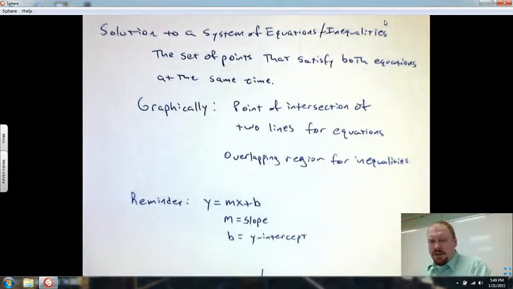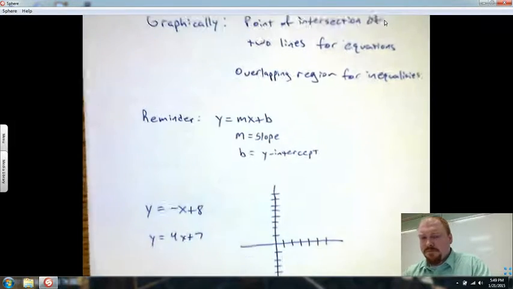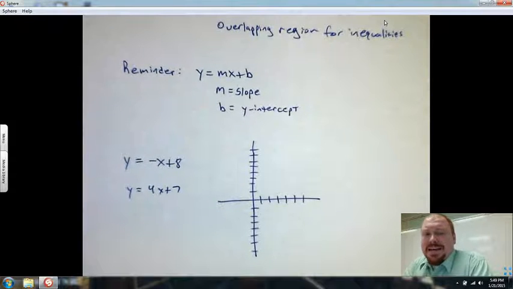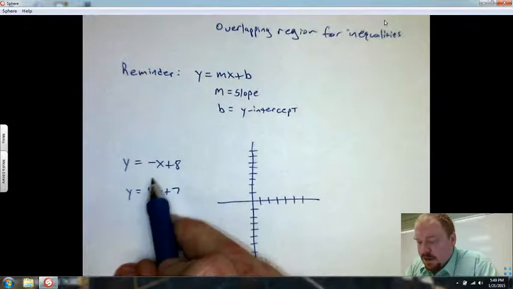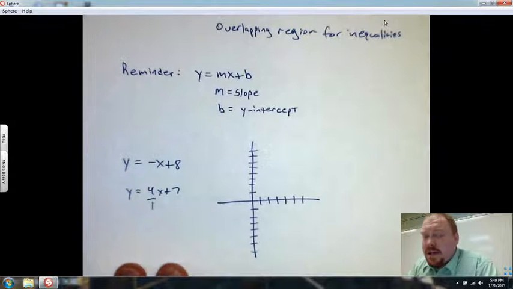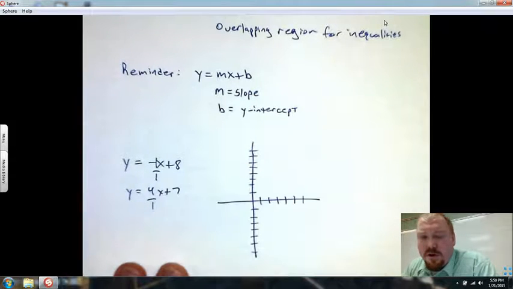So here I have two equations. The first one is y equals negative x plus 8. The other is y equals 4x plus 7. Now, since these are not fractions to begin with for slope, I'm just going to make them both fractions by putting them over 1. Since technically there is no number here, it is implied that that is 1. So I could put that over 1 as well.